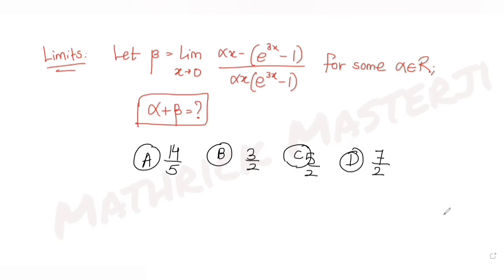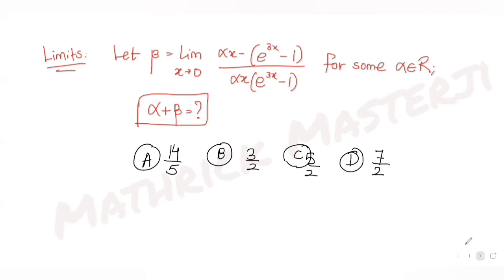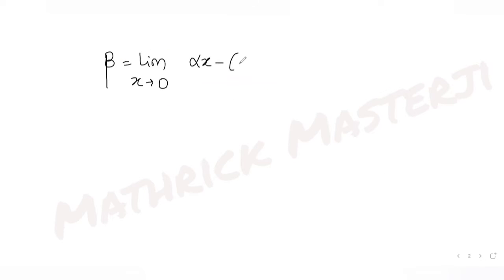So let's start off with the solution. Now it's told to me here that beta is equal to the limit as x tends to 0 of the function that was given to us, alpha x minus e raised to 3x minus 1, divided by alpha x into e raised to 3x minus 1. So we have been given this entire thing.